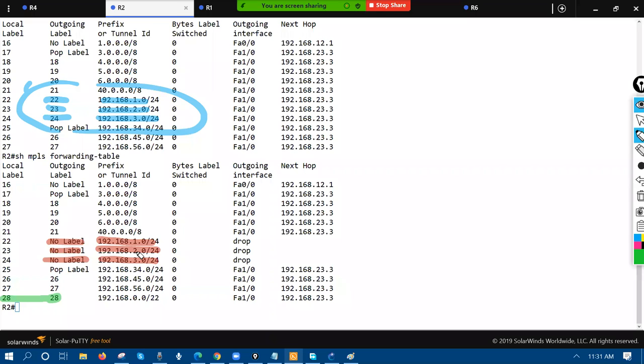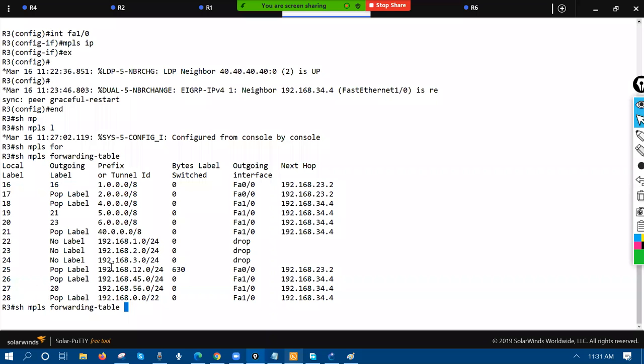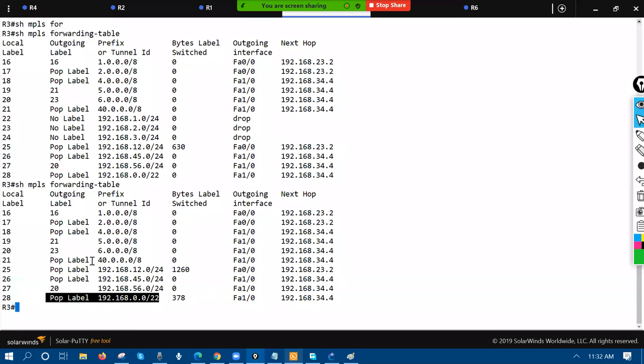So can you show that forwarding table on R3, please? The local label is 28. That will become the remote label for R2. R3's local label will become R2's remote label. So R3 will pop the label because of PHP by default. PHP is enabled, right? Okay, got it. Thank you. Correct. Okay.